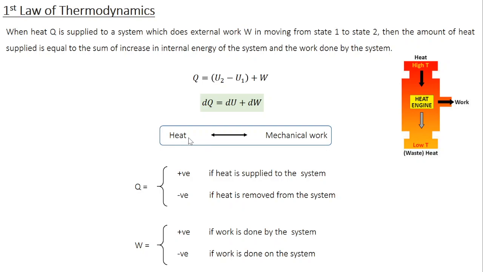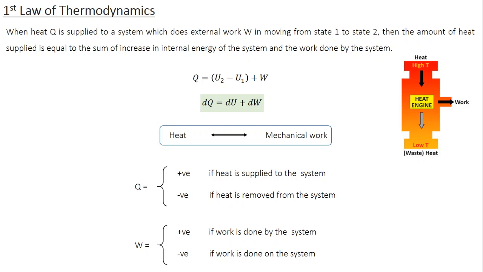Similarly, you can also use heat flow to do some mechanical work, which is the working principle behind any heat engine. So a heat engine consists of a source which is at high temperature and a sink which is at low temperature. So heat flows from source to sink, and during this process, a part of the heat energy is used to do some useful work.